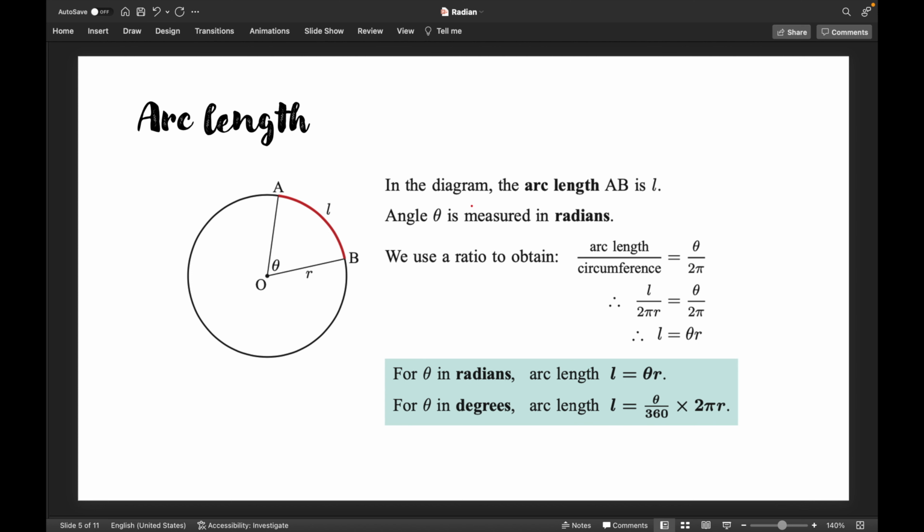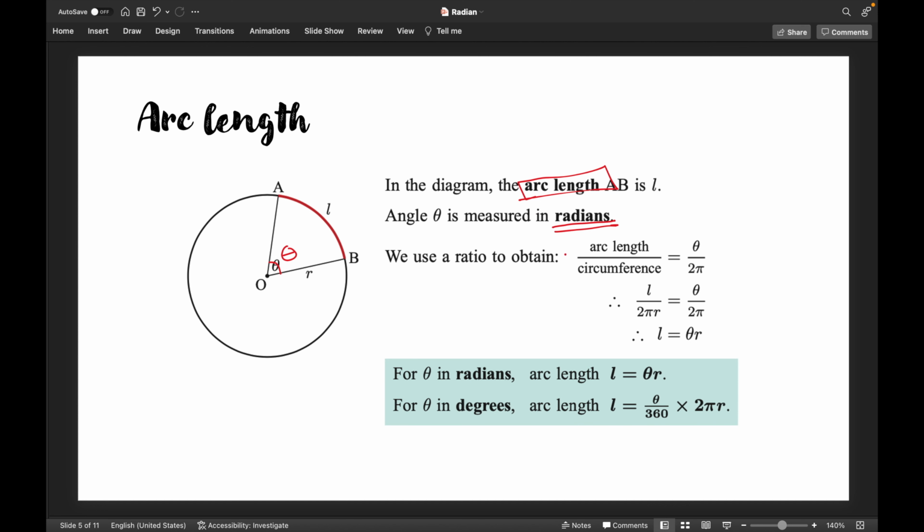We know what an arc is, but how do we find the length of the arc? Let's look at this diagram first. In the diagram, the arc length AB is L, and the angle is measured in radians. This is extremely important. If this is in degrees, your calculation and your answer will be completely wrong. So this has to be in radians. We need to know the angle and the radius in order to find the arc length.